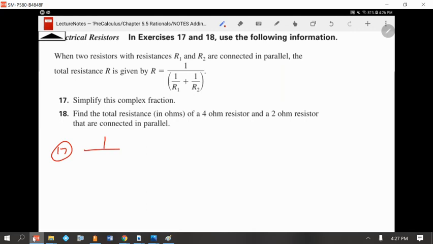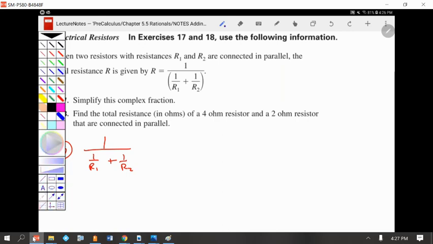So on 17, the first thing you want to do is ignore this 1 divided by. Pretend like that's not even there. What you've got to do is get the 1 over R1 plus the 1 over R2. You've got to add these two fractions together first. How do you add two fractions? You have to have a common denominator. Common denominator here means you multiply the first fraction by R2 over R2.